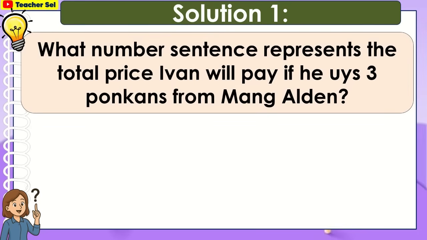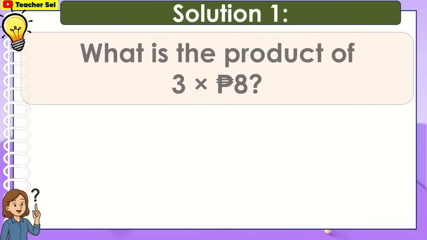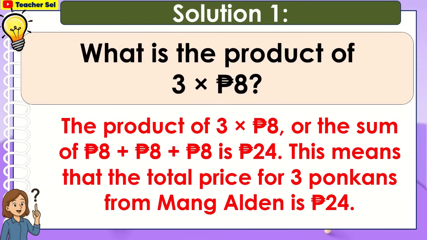What number sentence represents the total price Ivan will pay if he buys 3 pongkans from Mang Alden? The total price of the pongkans if he buys from Mang Alden is 3 times 8 pesos. What is the product of 3 times 8 pesos? The product of 3 times 8 pesos, or the sum of 8 pesos plus 8 pesos plus 8 pesos, is 24 pesos. This means that the total price for 3 pongkans from Mang Alden is 24 pesos.